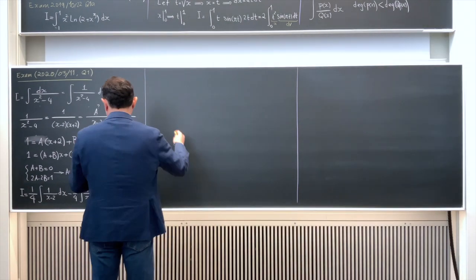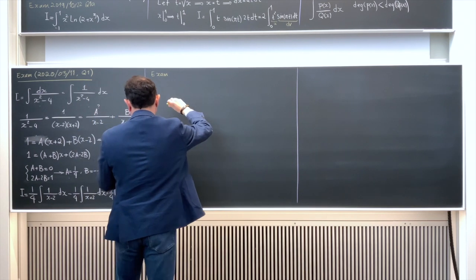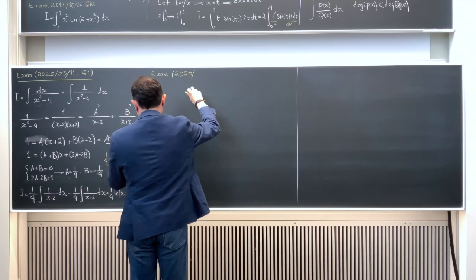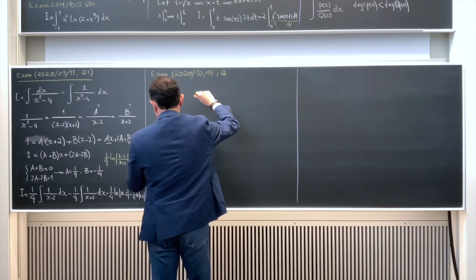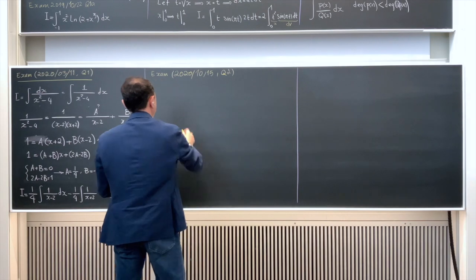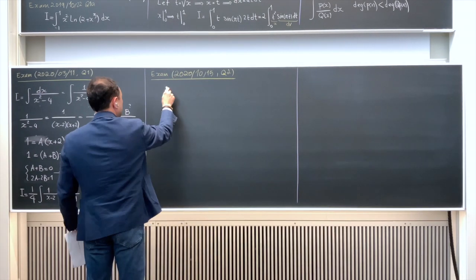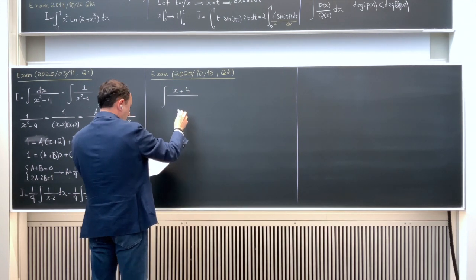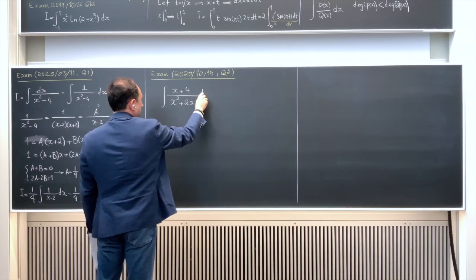So this is an exam problem, 2020, 10-15, question number 2. So you are supposed to evaluate this integral: the integral of x plus 4 divided by x squared plus 2x dx.